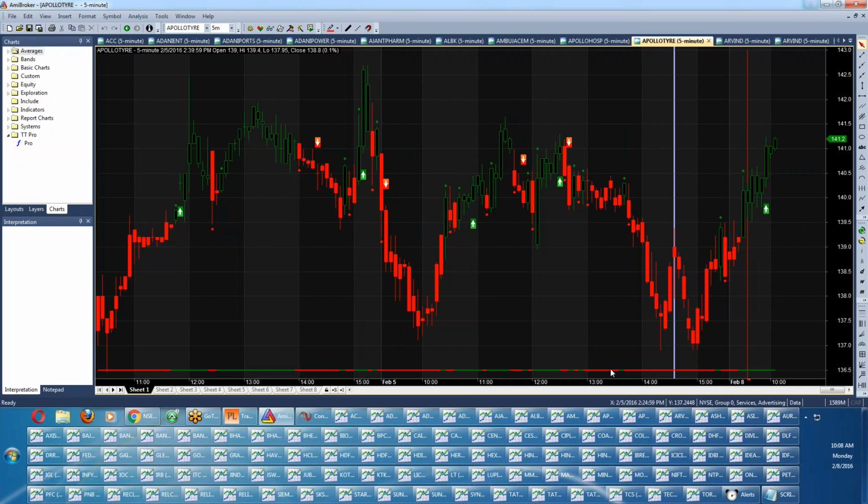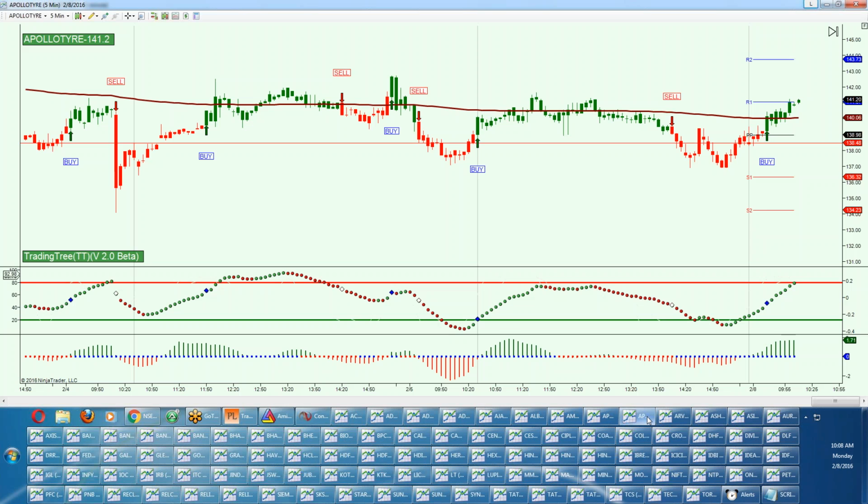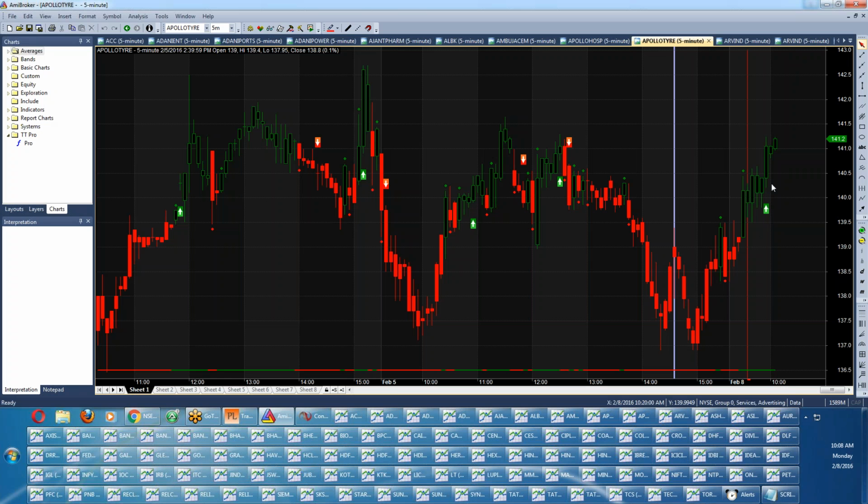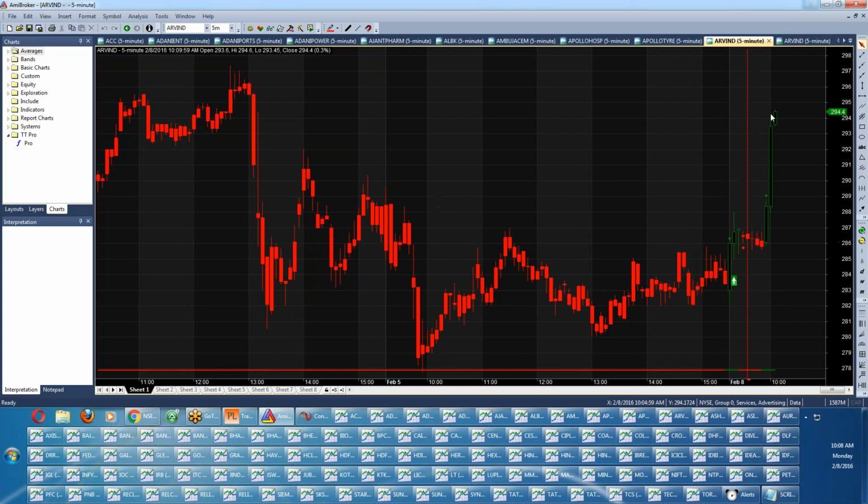So we already have a buy here in Apollo Tire. It's done its first target. So it's a confirmation here. Arvind, you could have bought at this price. You know that the buy is existing here. 288.